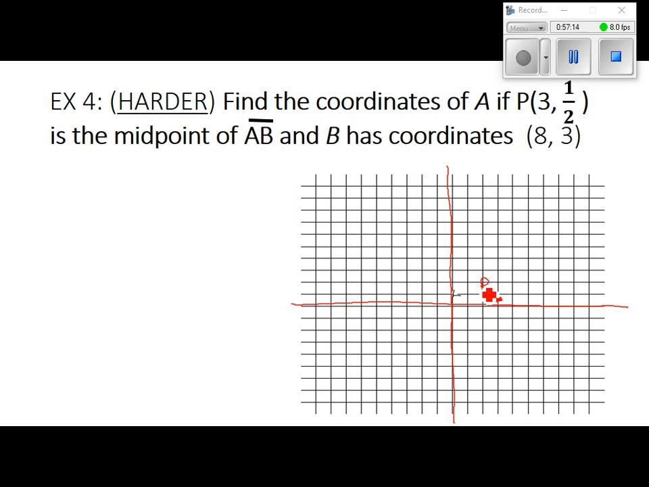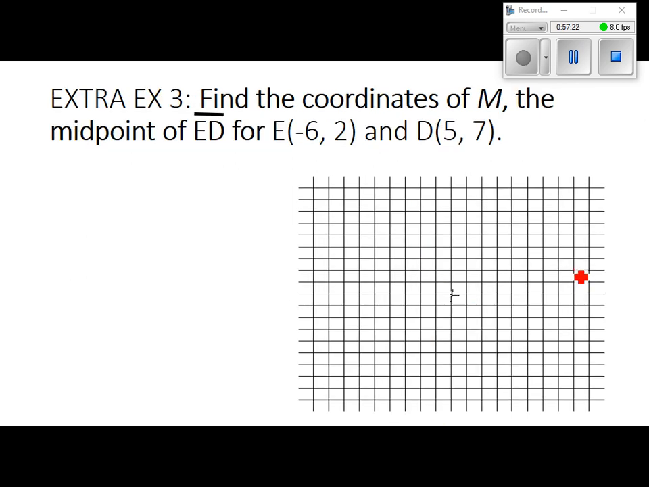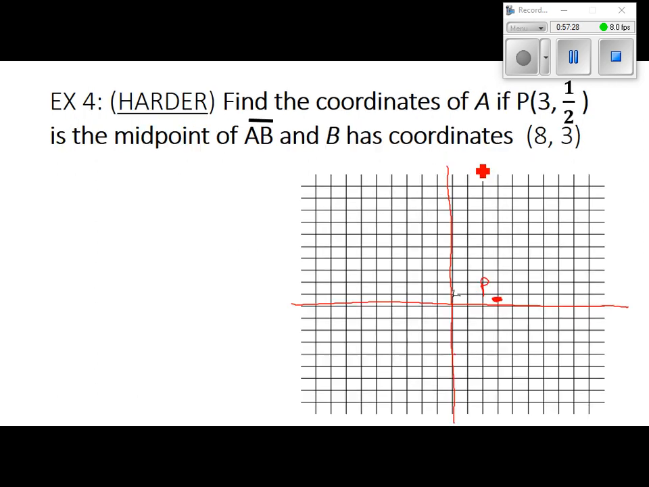Then B has coordinates 8, 3. 1, 2, 3, 4, 5, 6, 7, 8. 1, 2, 3. That's B. What's different about this problem? All those are fractions. Read it. Find the coordinates. If what? The midpoint is... This is the midpoint.